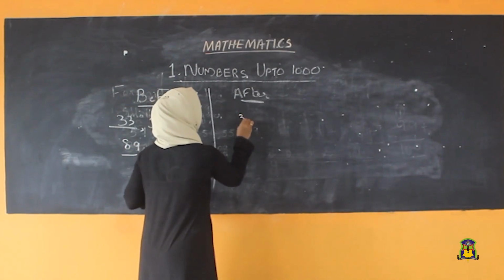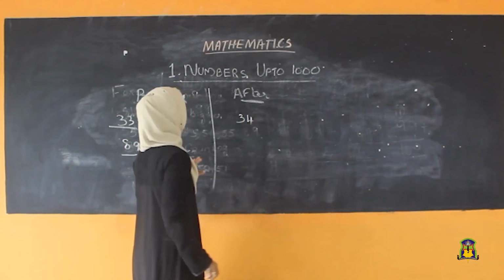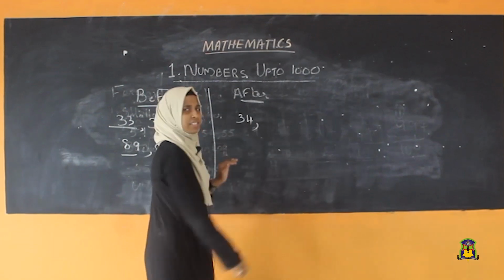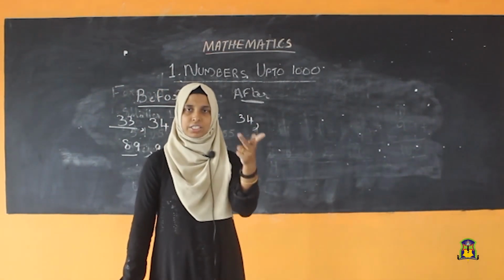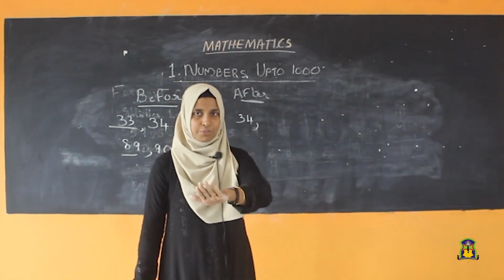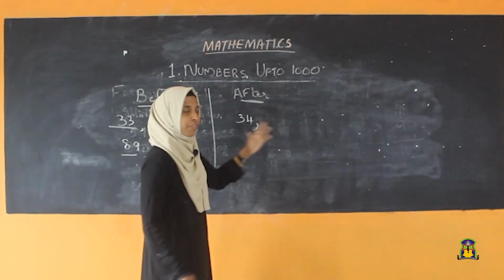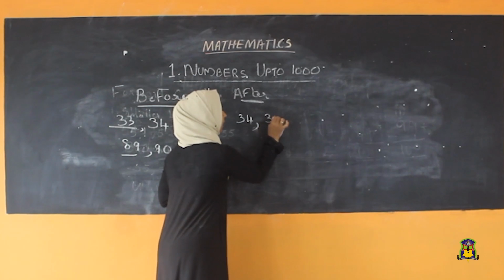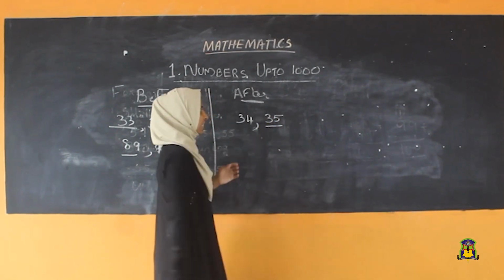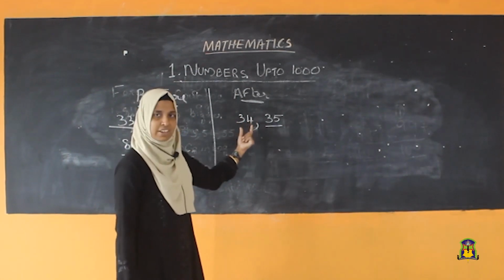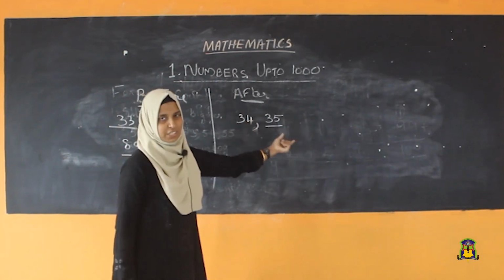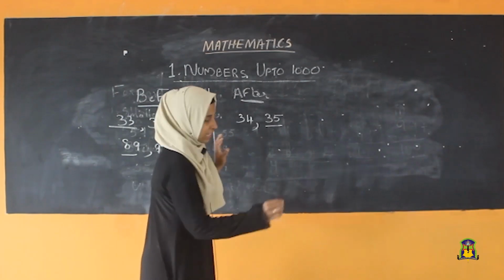Next children, let's see how to write a number after a given number. Here, same, I am taking 34 itself. Same process. Count from 31, 32, 33, 34. 35. So after 34 we get 35. Yes, after means one more than the given number. 34, 35. Next, 90.